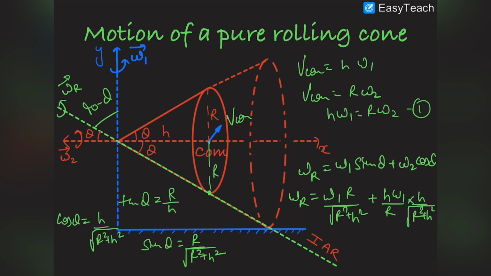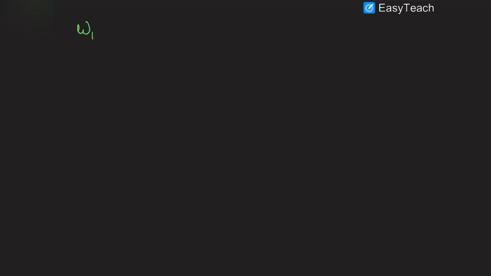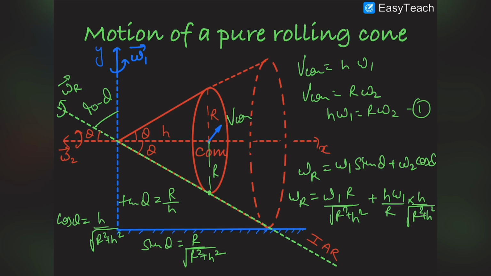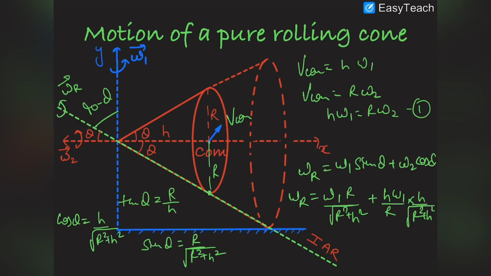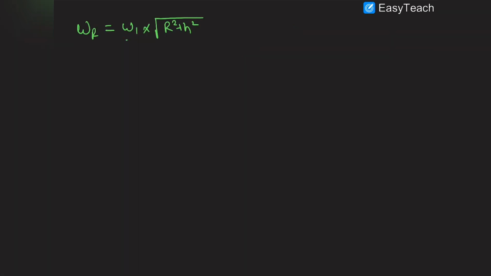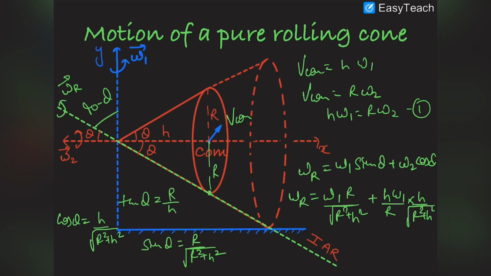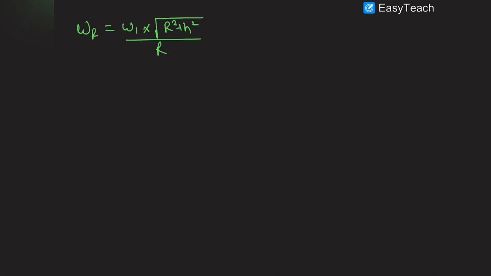Now you can see that omega resultant is equal to, you can take the LCM, and this would be omega 1 multiplied by under root of r square plus h square divided by r. You can solve this expression, you can verify by yourself. Okay, so you can see that this is sine theta, so I can write that omega resultant is equal to omega 1 by sine theta.